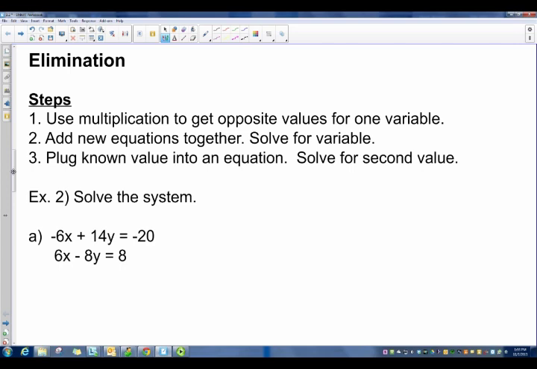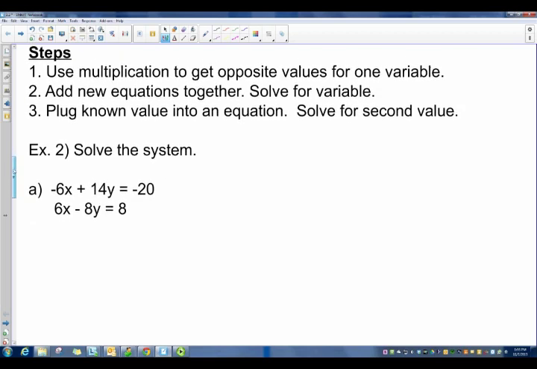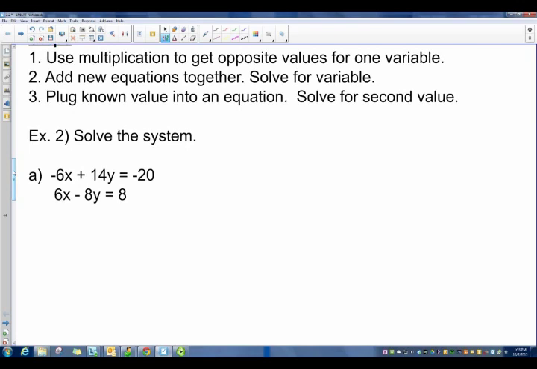Second step, you're going to add those two equations together. And when you add opposites, they cancel out. And that's the whole point. And then step 3 is plug the known value into the equation and solve for the second value. So that's a little bit of substitution there.